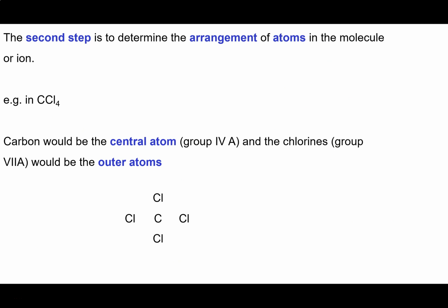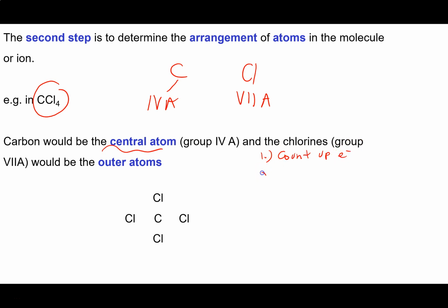So in our example here, carbon's in group 4A, chlorine's in group 7A. So that tells us that how we're going to organize things is carbon being the central atom, and then the chlorines are going to be the outer atoms. So step 1 was count up electrons. Step 2 was determine arrangement.